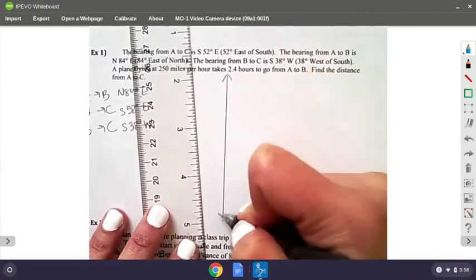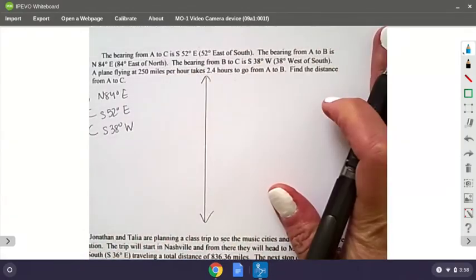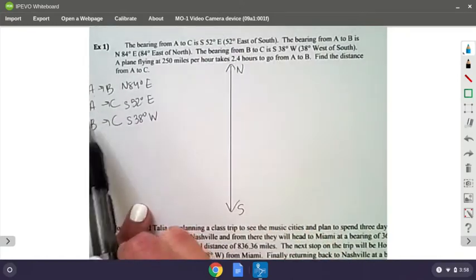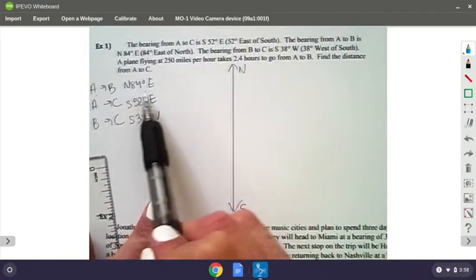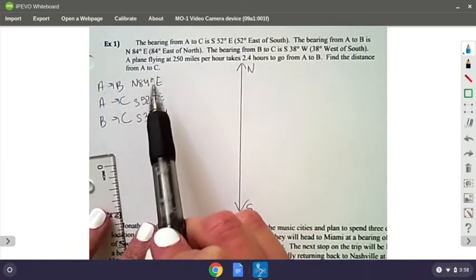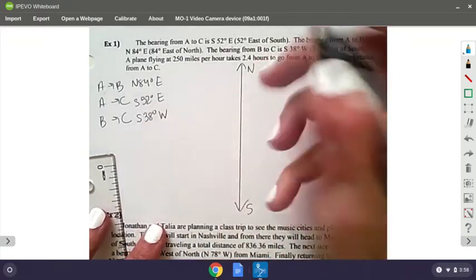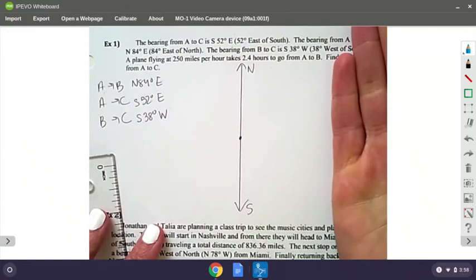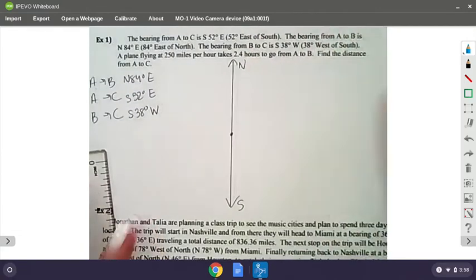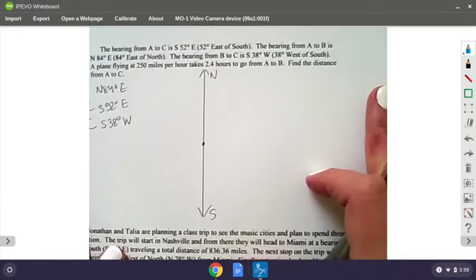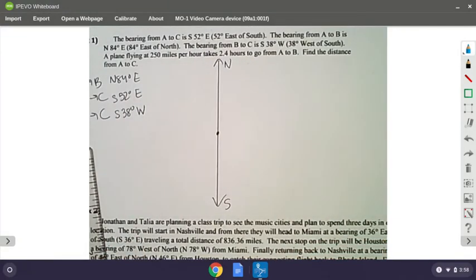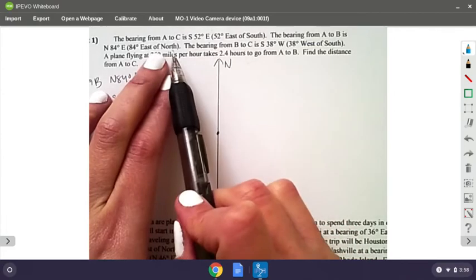Now I know that my picture is going to be on the right-hand side of this line, and how I know that is because A has 2 bearings coming from it, and both of them are east. So I'm going to put A here, and both of these bearings are going to be on this side. So that's how you can kind of plan out where it's going to go, or you could always just put the line in the middle of your paper. It's fine too.